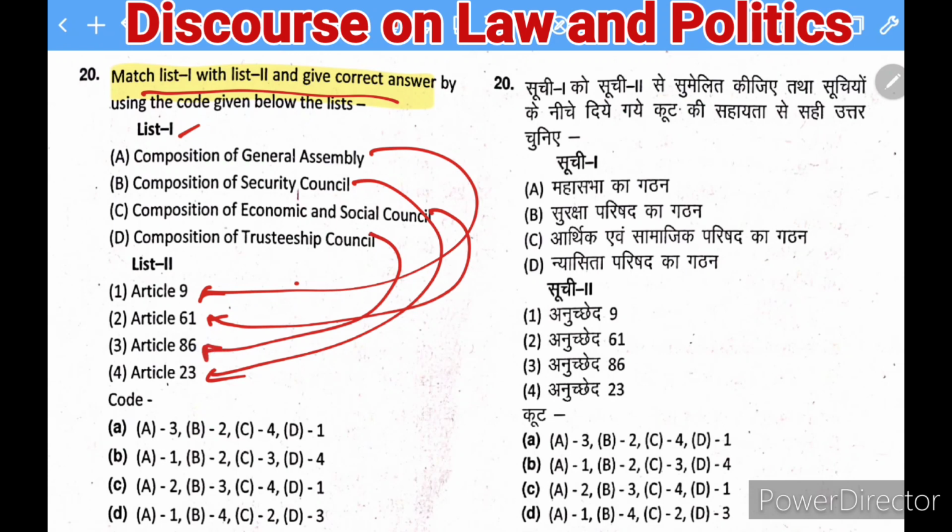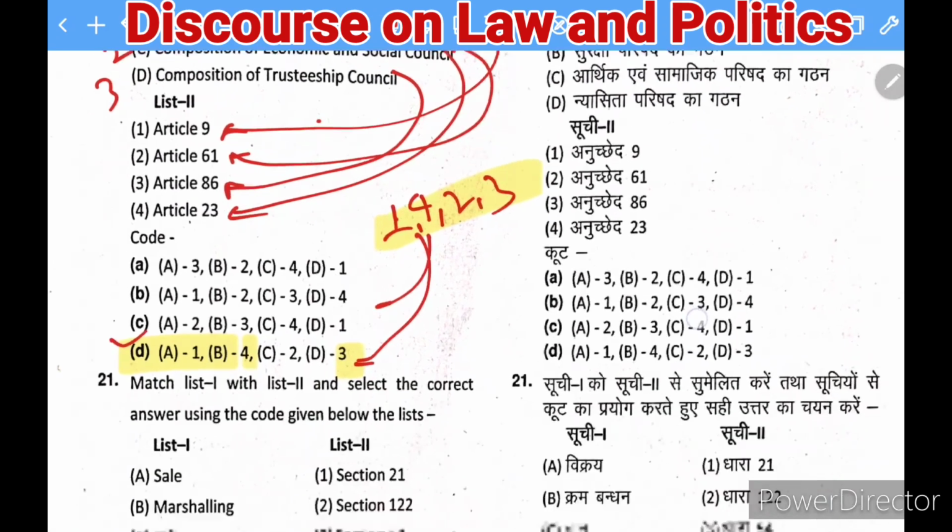So therefore what you find is that for A it becomes 1, for B it becomes 4, for composition of Economic and Social Council it becomes 2, and for trusteeship it becomes 3. So 1, 4, 2, 3. This is the proper correct code. So which is the answer here? If you go to A, you can see that it is not 1, 4, 2, 3. B is also not, 1, 2, 4, 3. C has 2, 3, 4, 1. Therefore it is not this. And this is the last one. Yes, it is correct. So D has 1, 4, 2, 3. Okay.